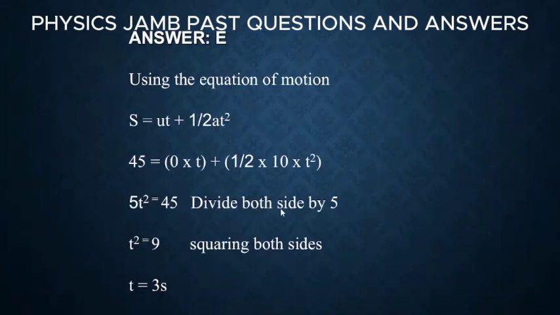So from there, divide both sides by 5. After dividing both sides by 5, we are going to have t squared is equal to 9, because 45 divided by 5 is 9. Then taking the square root of both sides, our t is equal to 3 seconds. That's why our answer is E.